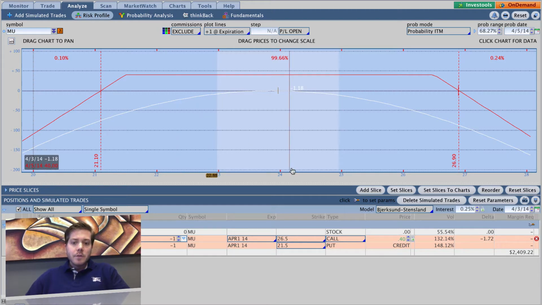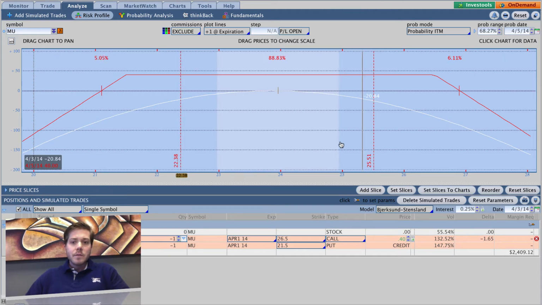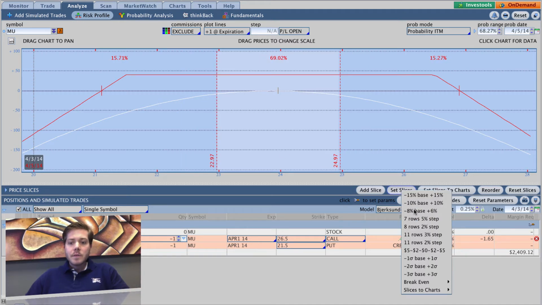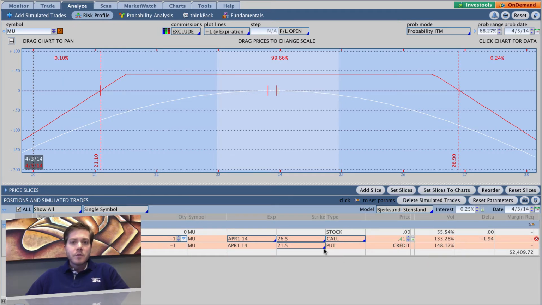But what I generally do is, once I have the trade loaded, it'll load with the slices usually around the one standard deviation area. So I'll hit set slices, go down to break even, and choose the break even date. This is a trade I'm looking at for an earnings play on Micron, so we're looking at weekly options expiring in a couple days. This isn't my typical duration-based strangle. It's an earnings-based strangle that we're using in this example.